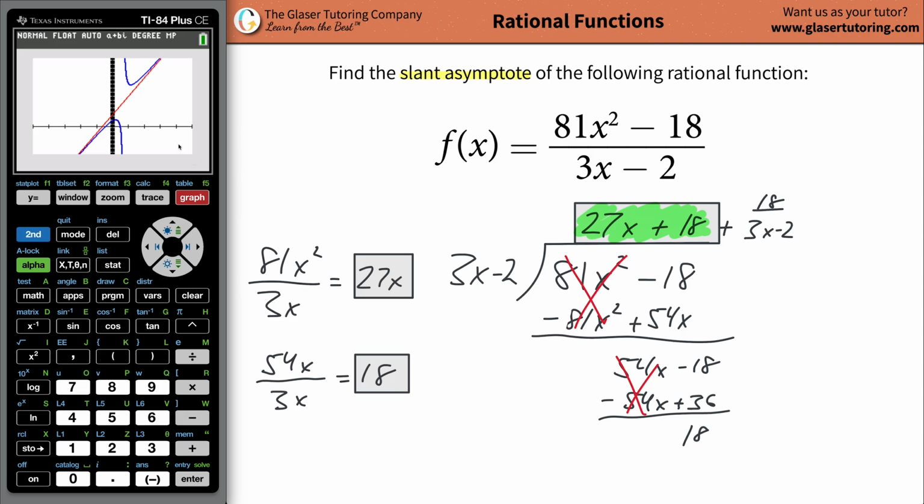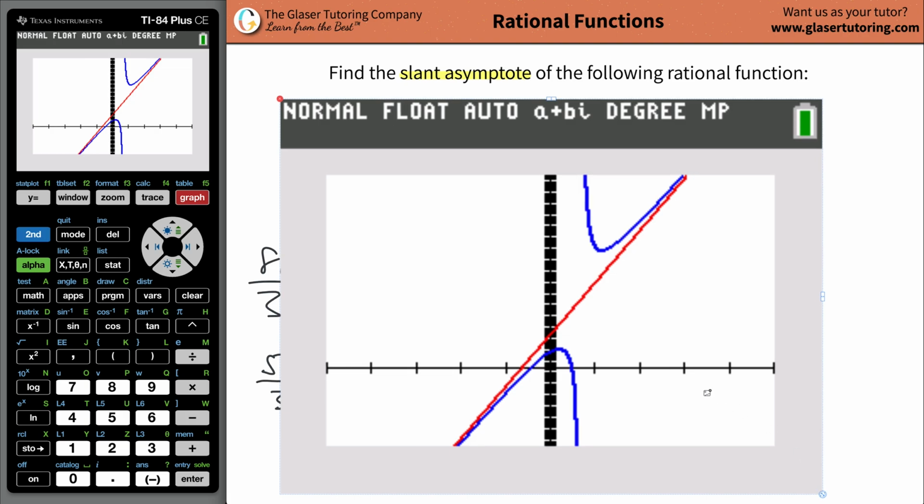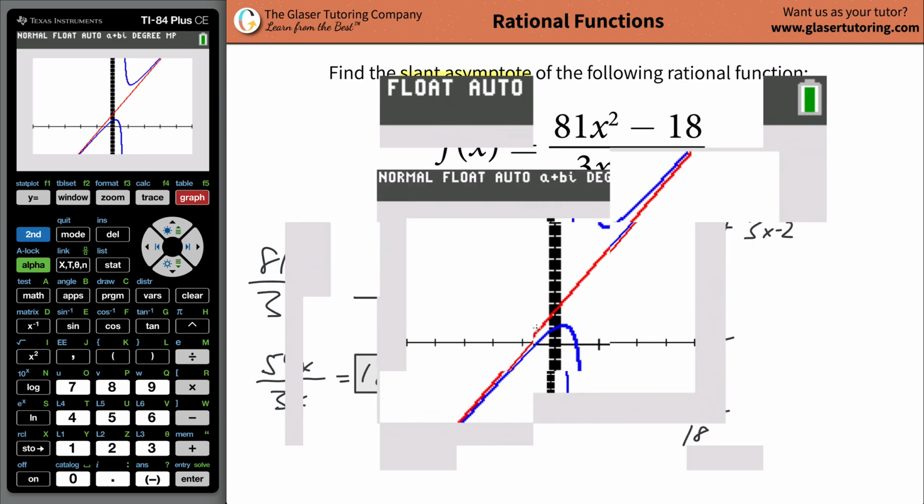Huh! Look at that. Look at this. Isn't that so nice? You can see this function now approaching that slant asymptote on both sides. And that's all there is to it, ladies and gentlemen.